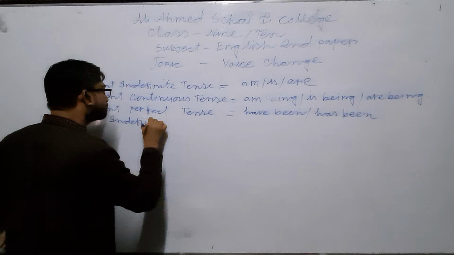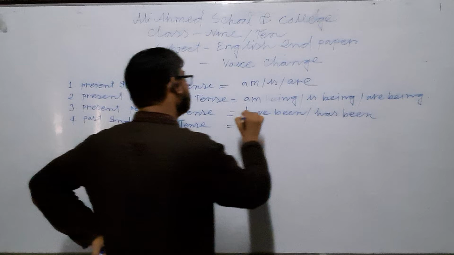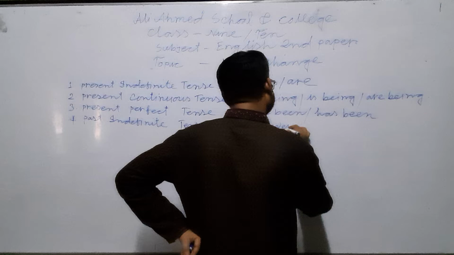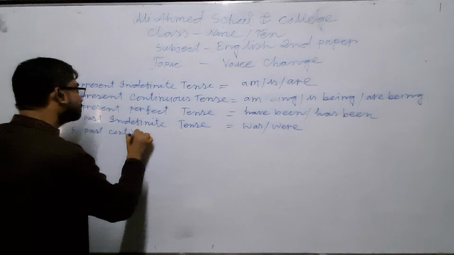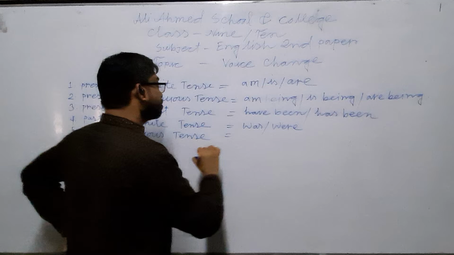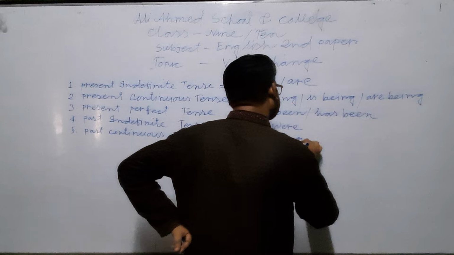Past indefinite tense equal to was, were. Number five, past continuous tense. Past continuous tense: was been or were been.